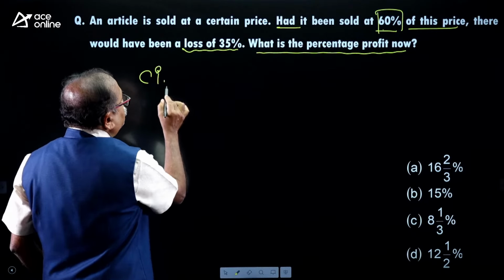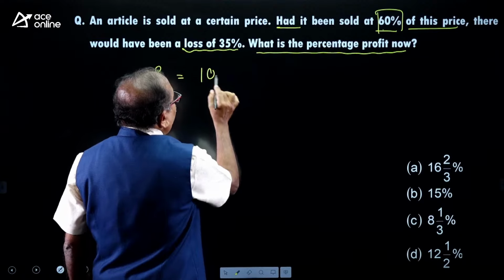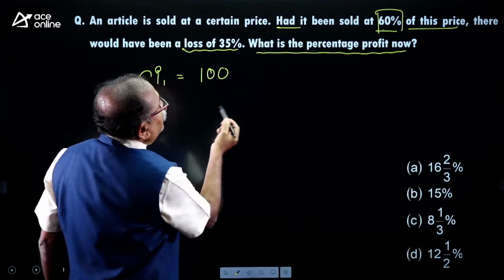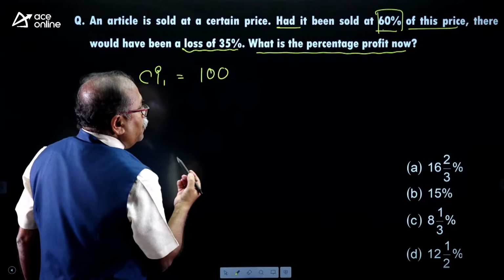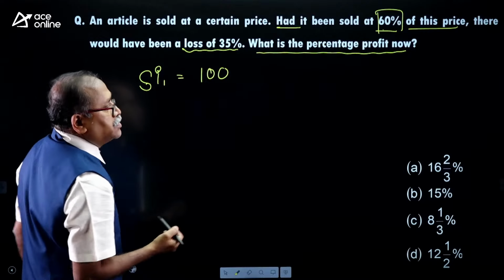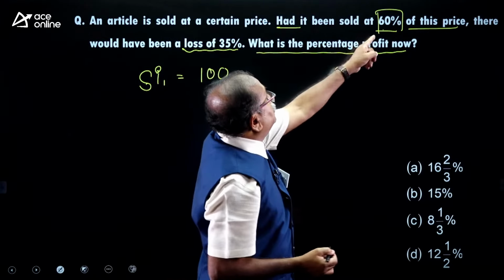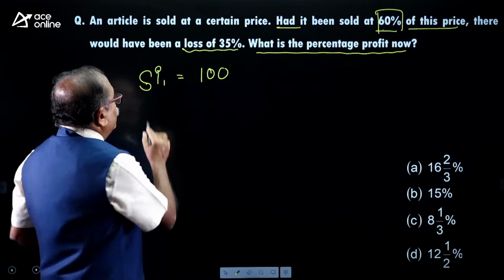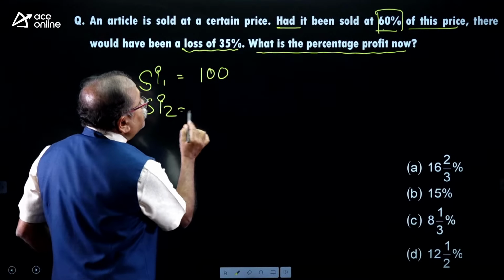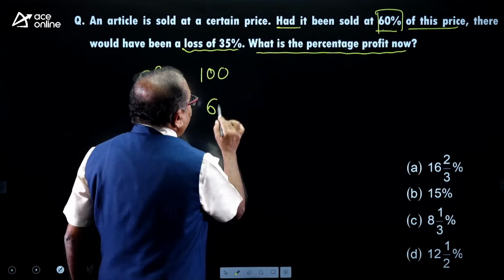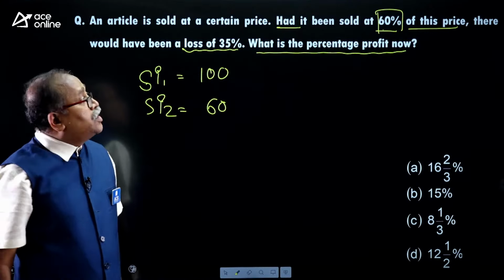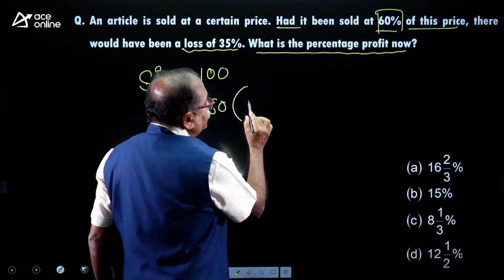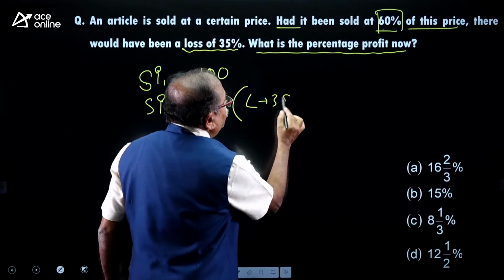That is CP1. Let's consider that to be 100. Now it is said that had it been sold at 60% of this price. Now instead of CP, let's take the SP, because this percentage is on SP. So I am considering SP1 is 100. Then what is SP2, my dear friend? 60% of 100, which is nothing but 60. So in that case, there is a loss of 35%.